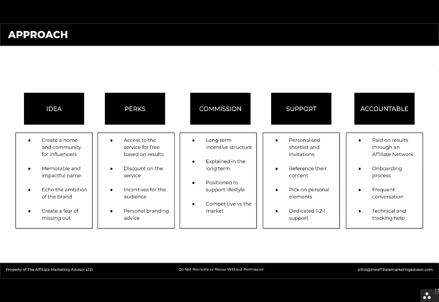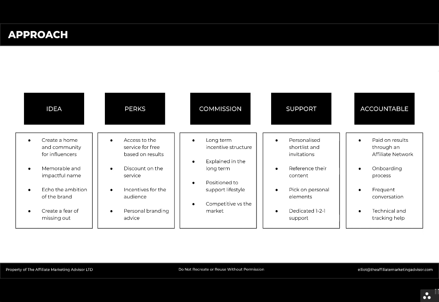But make sure that their name is used and you don't take a BCC, so a blind carbon copy approach. Reference their content so that they know that you know something about them and that you picked them for a reason. Pick up on any personal elements. So it may be that they share the values of your brand and you'll want to echo that in your invitation. Make sure also that there's one-to-one dedicated support and they have someone that can look after them as they work with the brand and go through the onboarding process.